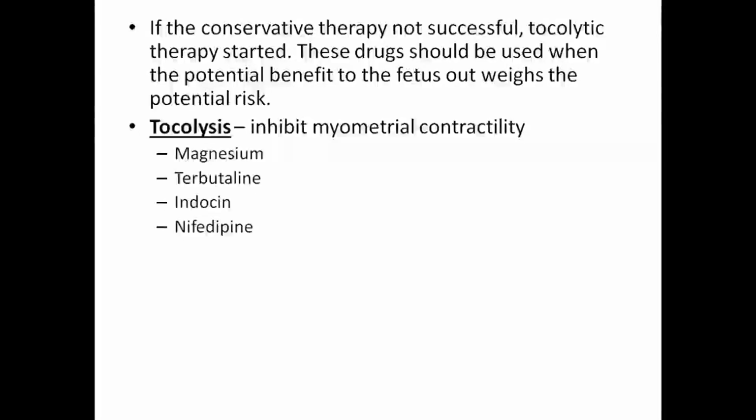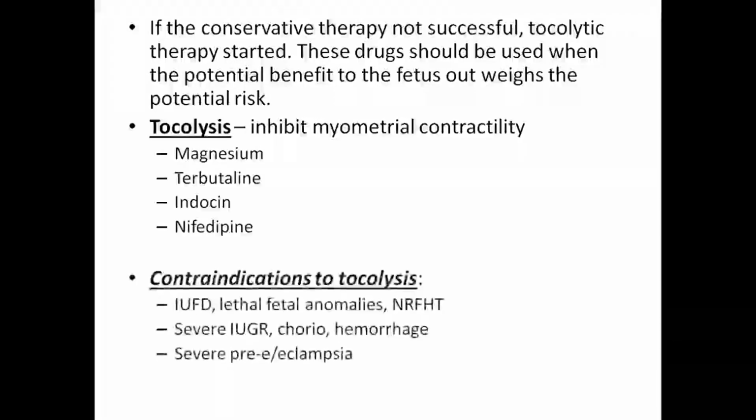If conservative therapy is not successful, tocolytic therapy is started. These drugs should be used when the potential benefit to the fetus outweighs the potential risk. Tocolytics inhibit myometrial contractility. The commonly used ones are magnesium sulfate, terbutaline, ritodrine, and nifedipine.